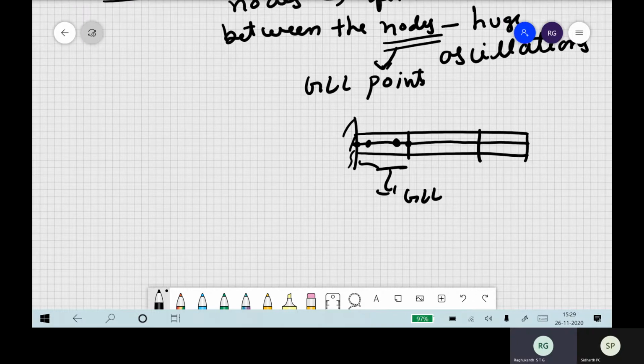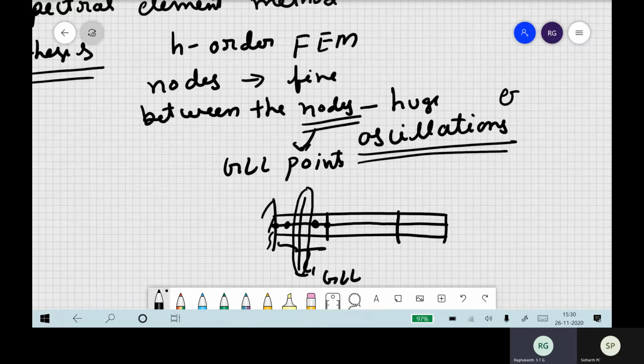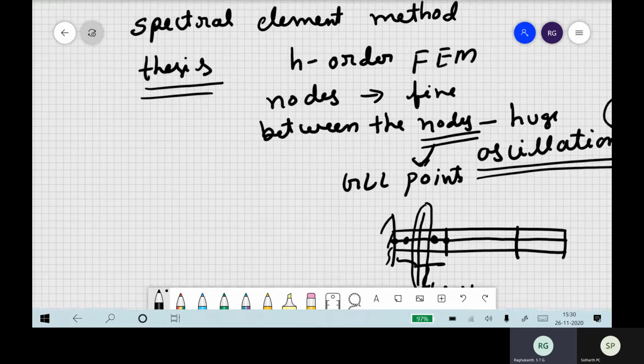And let us say I want to find the solution at a place where I want a deflection or bending moment or whatever. Because there is no nodal point here, and since you are using higher order polynomials, you will have huge oscillations, and the errors will be a little bit tricky apart from the nodal points. So this is the main negative thing with the higher order spectral element method.